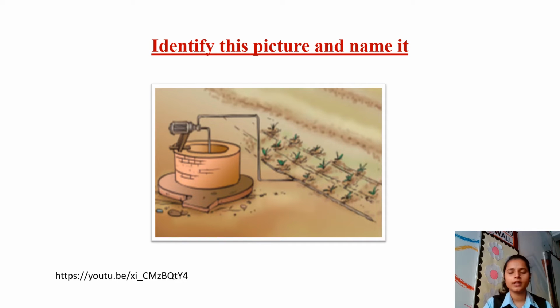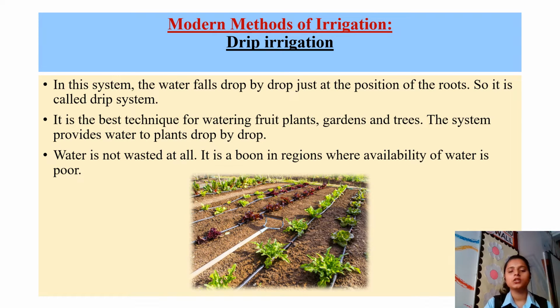Okay, so now we have another picture and I want you to identify this picture and name it. You can write down the name of this picture in the chat box and I'll look from there, okay? Okay, so now let's see. The next modern method of irrigation is drip irrigation. Now let's see how drip irrigation works. In this system, water falls drop by drop just at the position of the roots.